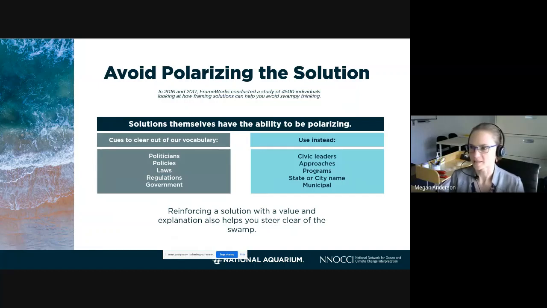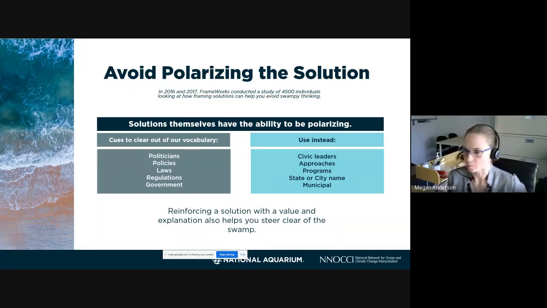This is one slide that I throw in here because Frameworks did additional research in 2016 and 2017 when it was clear how political climate change was getting. And they wanted to better understand more recommended terminology to avoid closing a door unnecessarily in a conversation.